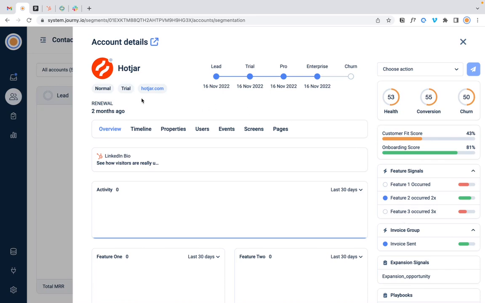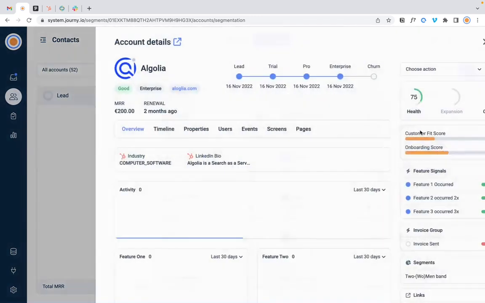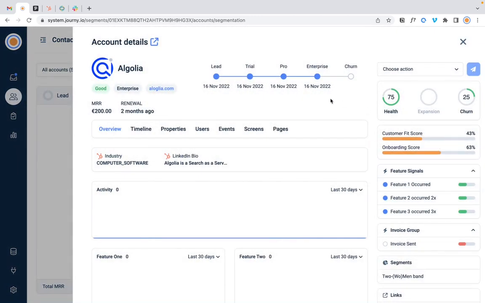And so if you're in trial, typically you can convert to a paying tier or you can churn. If you would be in a pro, you would have an expansion score and a churn score. If you would be in an enterprise, well, since there's no higher tier to expand to, you don't have an expansion score. You do have, however, a churn score. For all these, you've seen that the signals defined here are either set or not set. Now let's set it up.